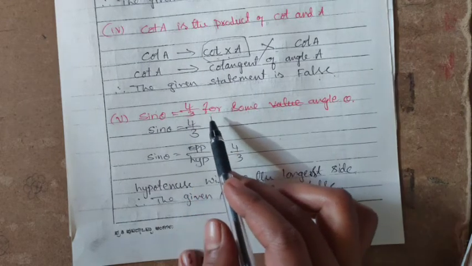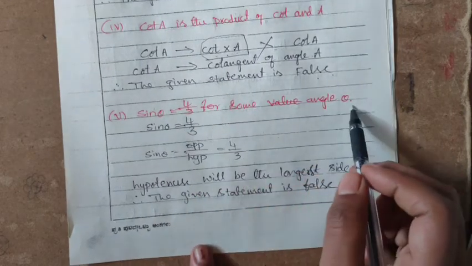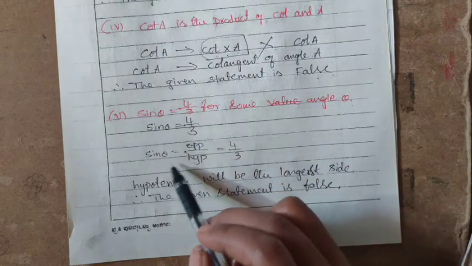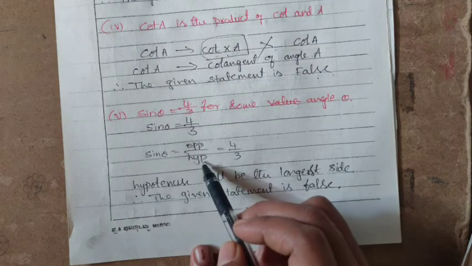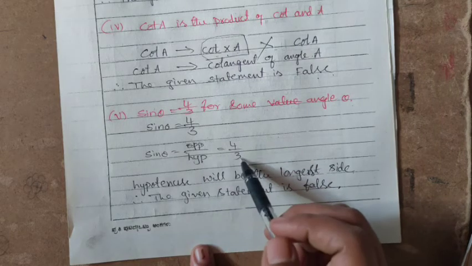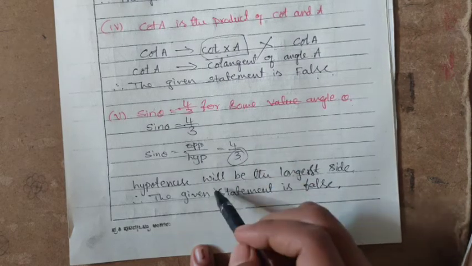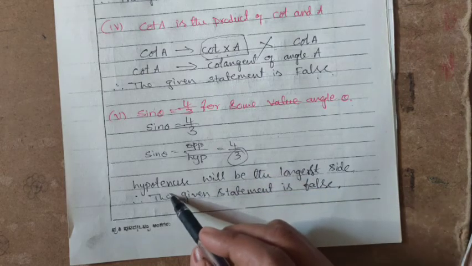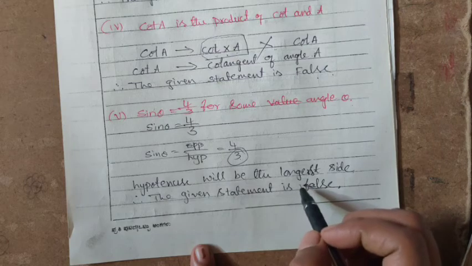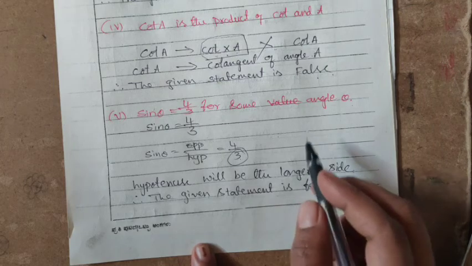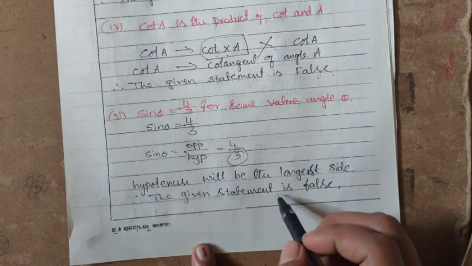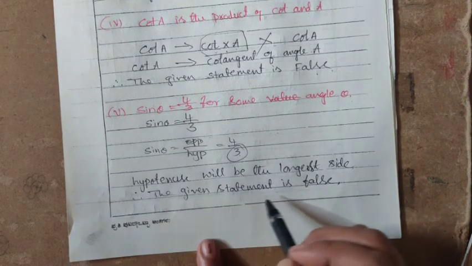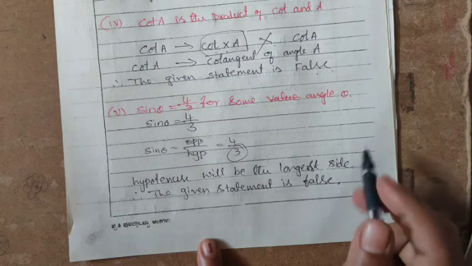The sin theta is 4/3 for some angle theta. Yes, you can take sin theta is 4/3. Sin theta is nothing but opposite by hypotenuse. You can look at this one. The hypotenuse side will be less than the opposite side. But hypotenuse will be the longest side. You learned this in the previous class. Hypotenuse will be the greatest or longest side in the right angle triangle. That's why the given statement is false.